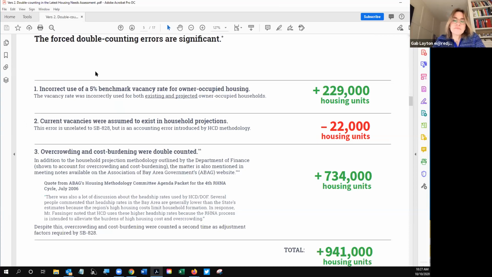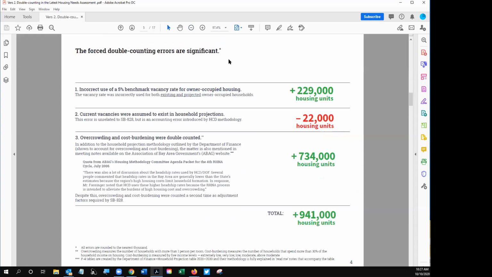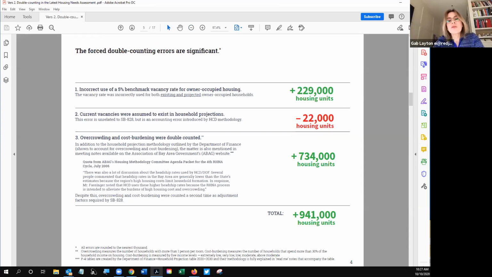This just says how big the errors were and where they came from. So for the 4 regions, these mistakes led to a total overcounting of 941,000 units. The incorrect use of the vacancy rate is approximately 230,000 of those 940,000. And then the overcrowding and cost burdening is more than 700,000 of that number.